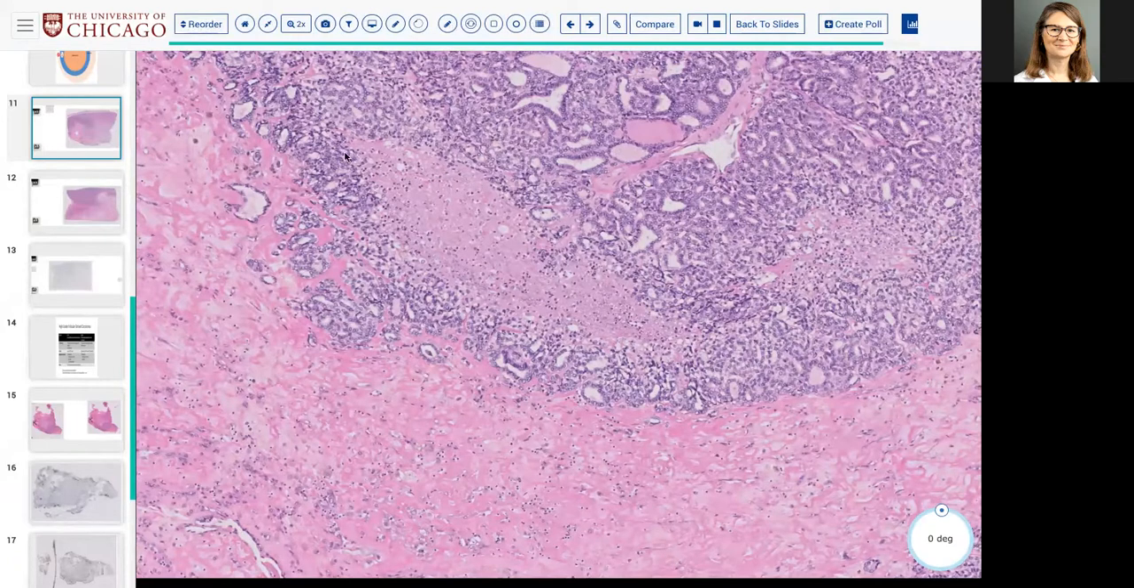And we should sample. We should get more sections. Absolutely, get more sections. So don't ignore that solid growth. Don't ignore the necrosis. Get more sections. So what are the Turin criteria for poorly differentiated?